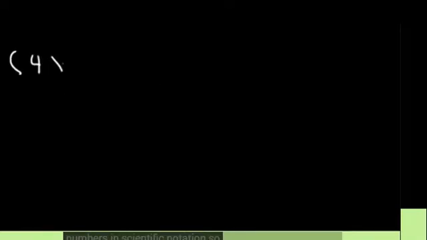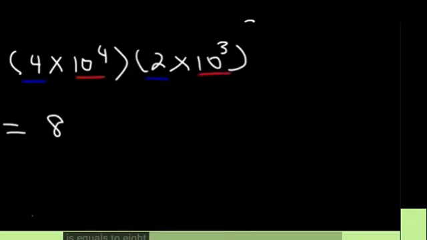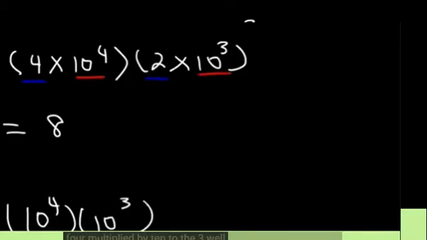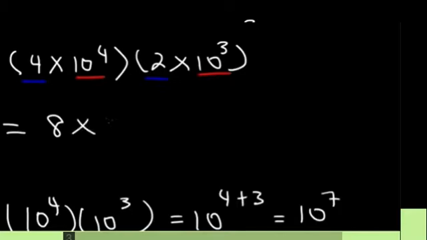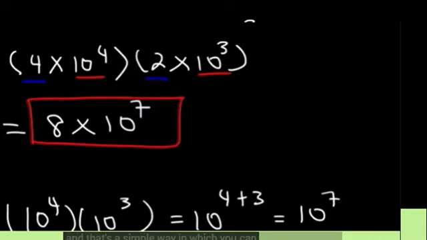So let's start with this example. Let's say we have 4 times 10 to the 4 and we wish to multiply by 2 times 10 to the 3. How can we do this? The first thing we need to do is multiply the numbers. 4 times 2 is equal to 8. Next, we can focus on 10 to the 4 times 10 to the 3. Since the bases are the same, we are allowed to add the exponents. So this is equal to 10 raised to the 4 plus 3, which is 10 to the 7. So the answer is 8 times 10 to the 7, and that's a simple way in which you can multiply two numbers in scientific notation. Don't forget to add the exponents.